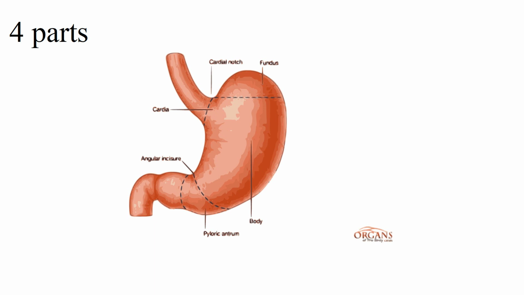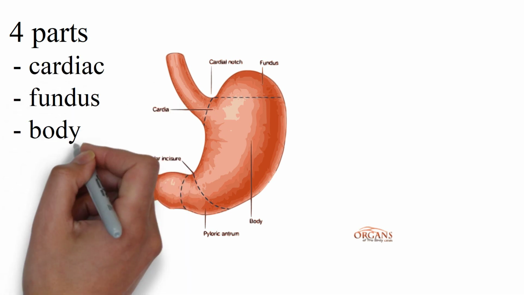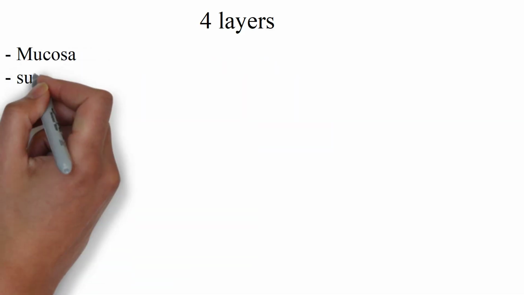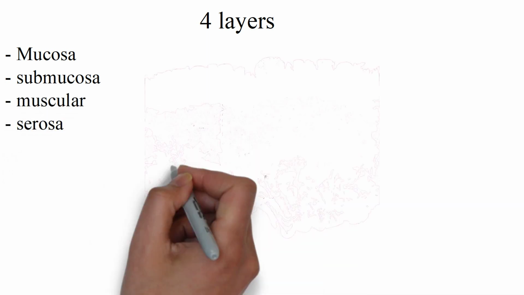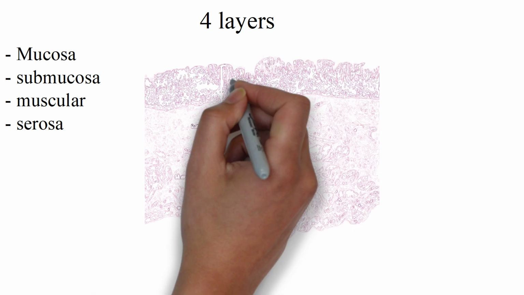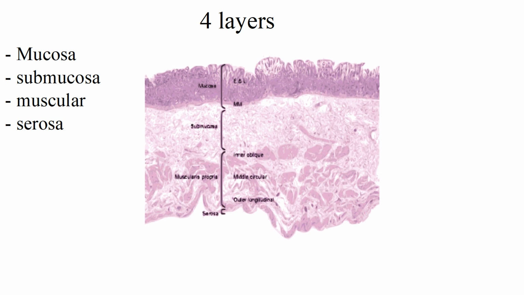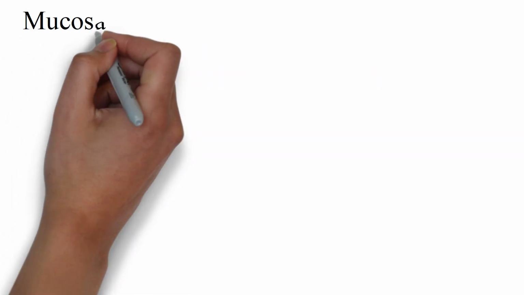The stomach consists of four parts: cardiac, fundus, body, and pyloric, as you can see in the image. It consists of four layers: mucosa, submucosa, muscularis, and serosa. We will see each layer one by one and what cells each layer contains. Mucosa.